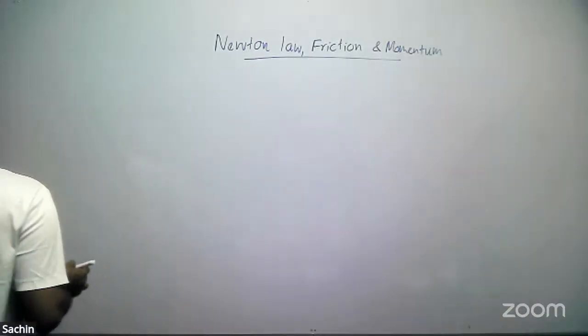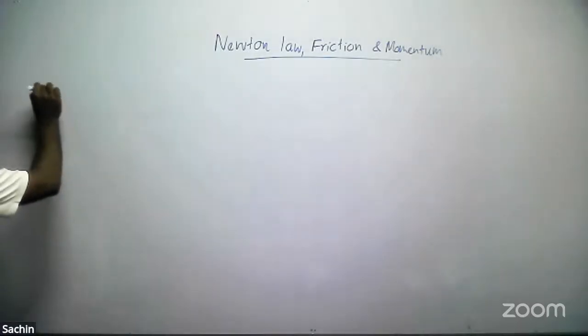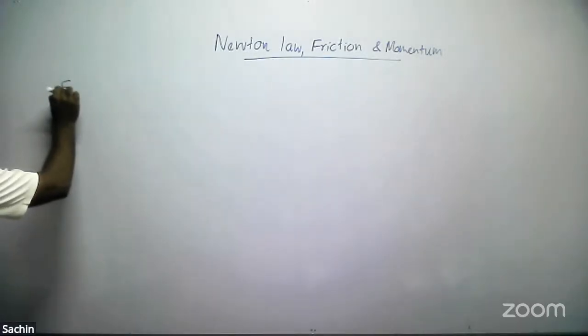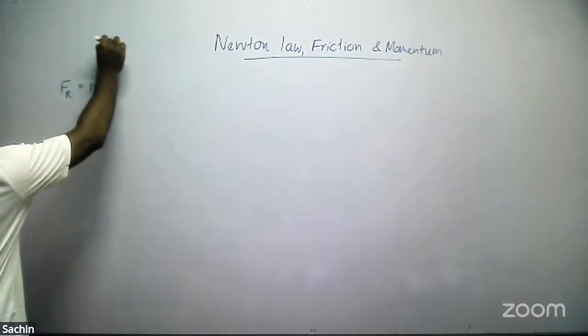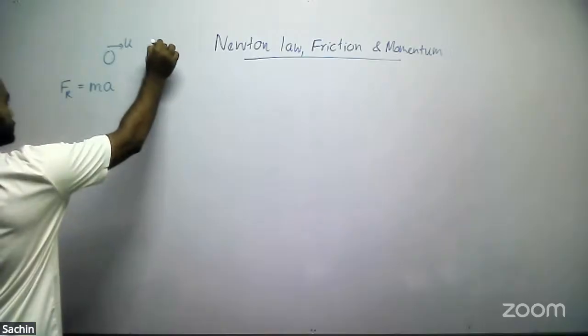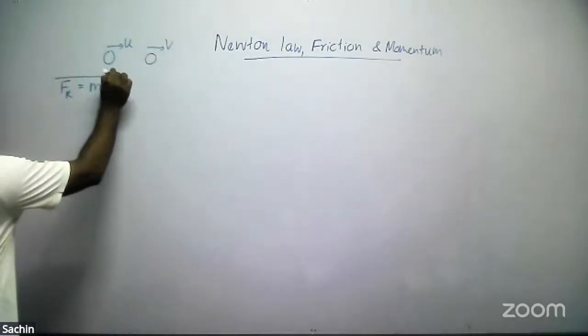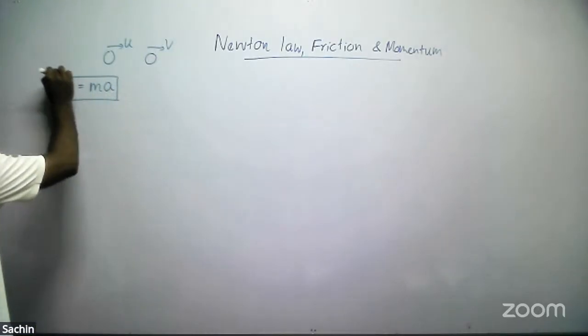First section, Newton's second law. Newton's second law states when there is a resultant force, there is an acceleration. That means the velocity of the object will be changing. So they can be interrelated using this equation.